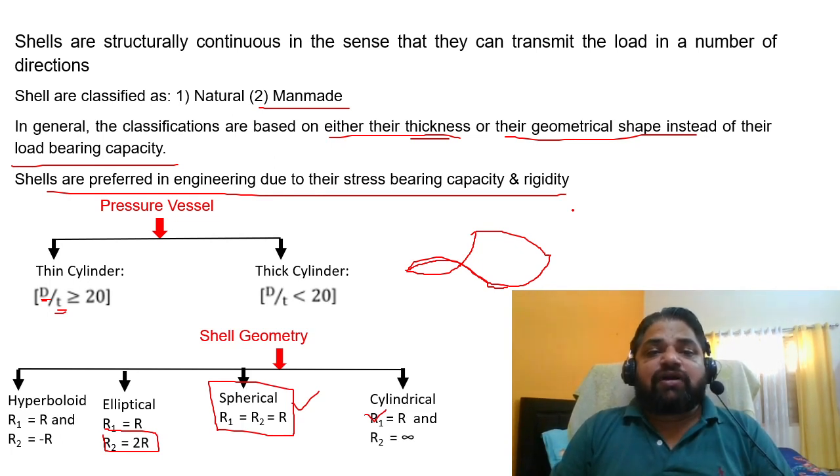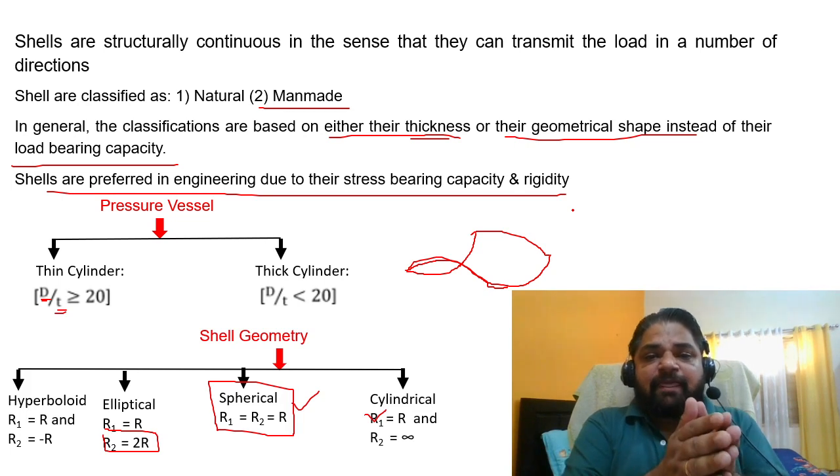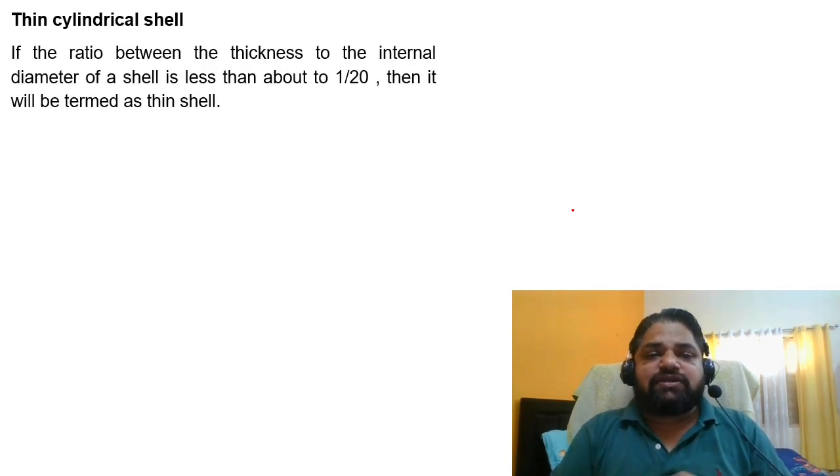Now we understand the definition and the classification. Now we will see what stresses are going to be generated and how we are going to evaluate those stresses within thin cylinders. The basic definition of a thin cylinder is based on the ratio between the thickness and the internal diameter. Earlier we took d by t, that means diameter to thickness; here we have taken thickness to internal diameter. You can also take the earlier one.